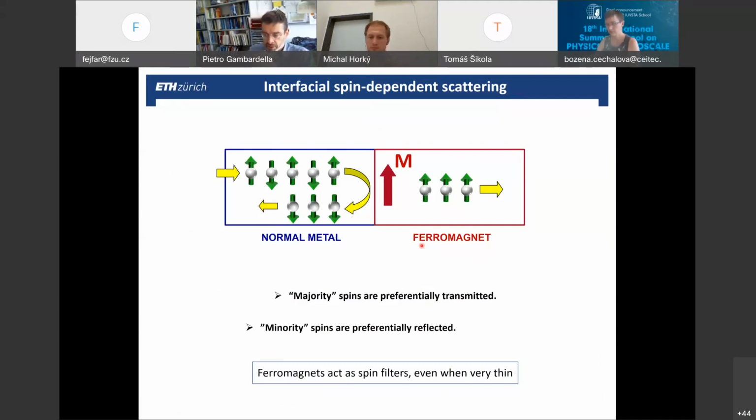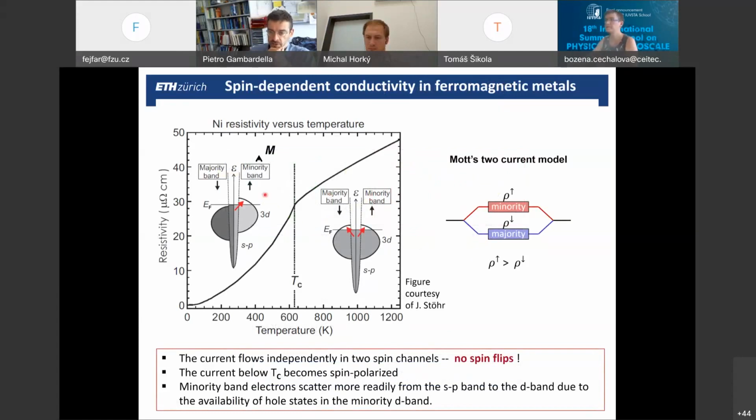However, in a ferromagnet, this is not the case anymore. In a ferromagnet, the density of states are split between spin up and spin down electrons. The main splitting is between the d electron states. Okay. However, the s electrons that are responsible for conduction also feel somehow the filling of the d states, because scattering processes are more likely to conserve the spins.